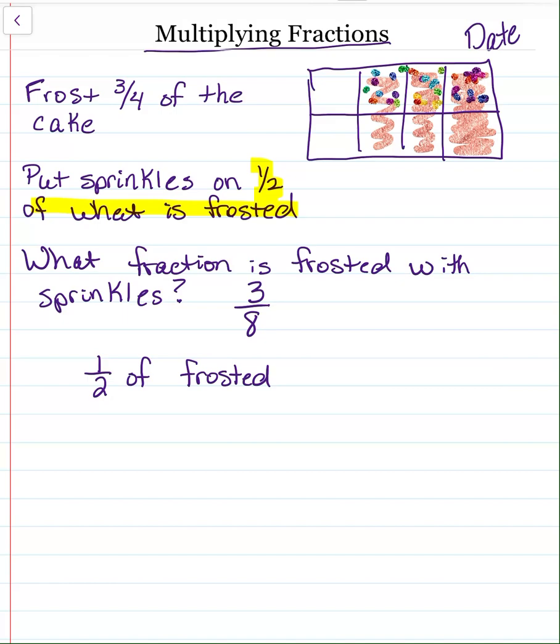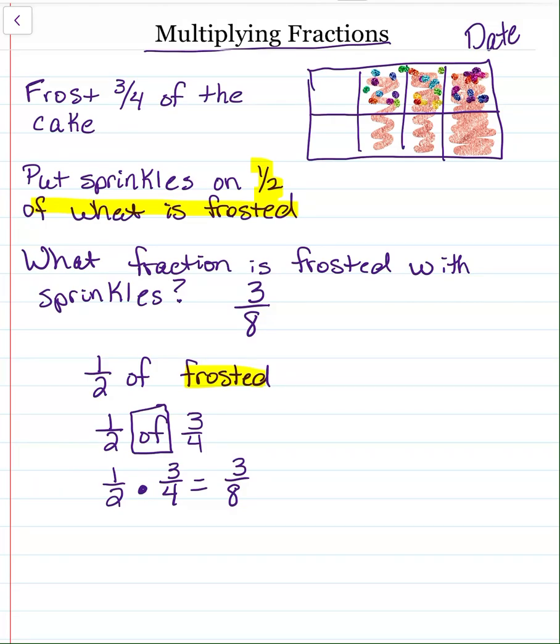All right, well, what fraction of the cake is frosted? Well, 3/4 is frosted. So I'm taking half of the 3/4. I don't know if you knew this or not, but in math, that word of means to multiply. So I'm taking half of 3/4, so I'm saying 1/2 times 3/4. Now we already know what the answer is from our picture. Our answer is 3/8.